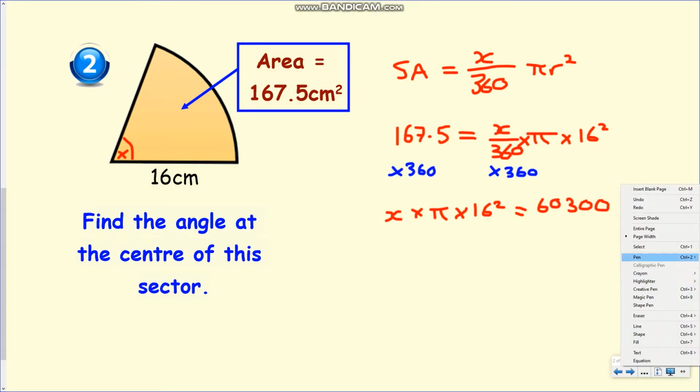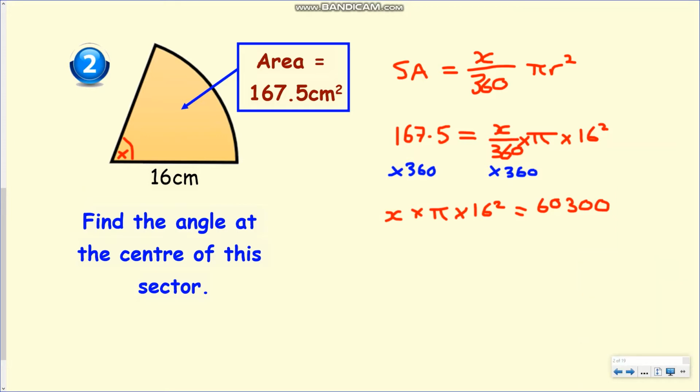Okay, the next thing I'm going to do is divide by the multipliers, so I'm going to divide by pi, and I'm going to divide by 16 squared. Same with this side here, I'm going to divide 60,300 by each of these things as well.